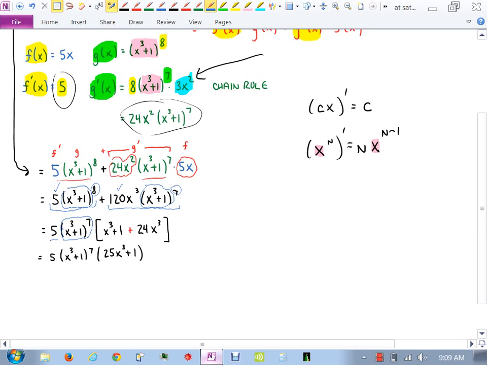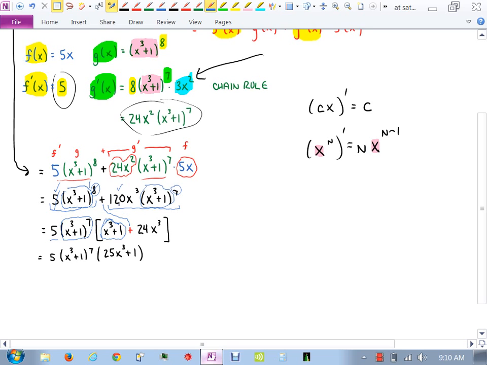Now, when I pull out 5 from this first term here, the 5 won't need to be there anymore. And when I pull out 7 of these, I'll be left with just 1 of them. So that's why I have here just this piece. That's what you get when you pull all this 5 times x cubed plus 1 to the 7 out of the first term. Then the plus sign.